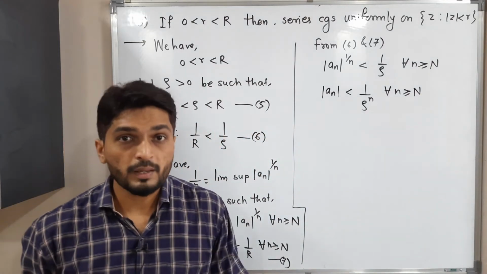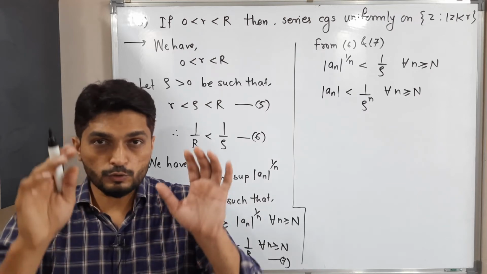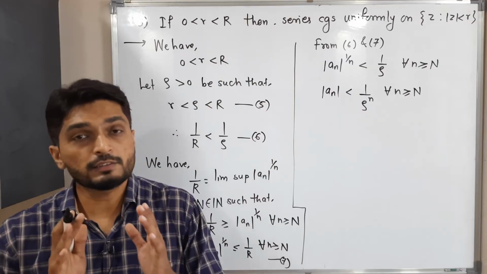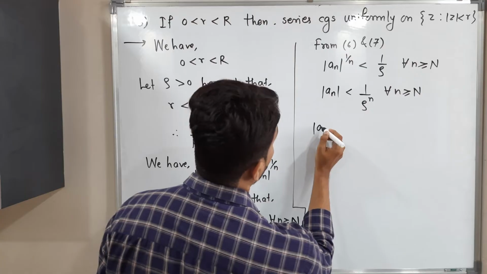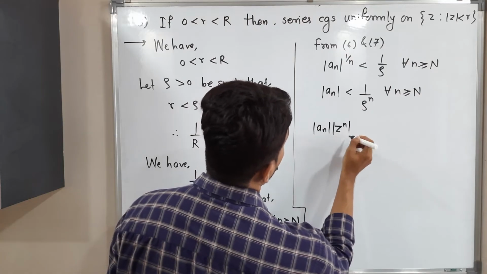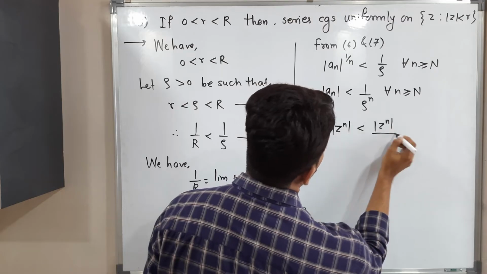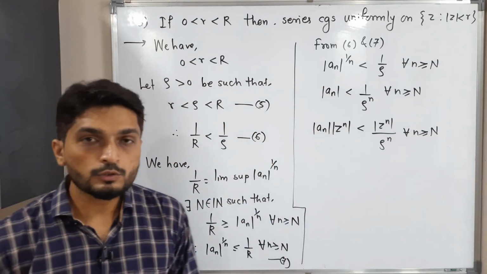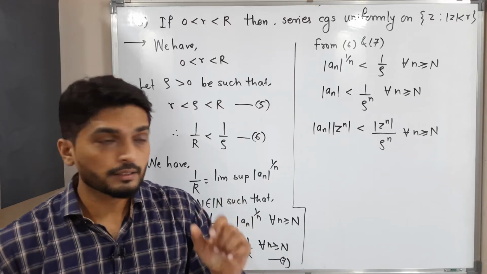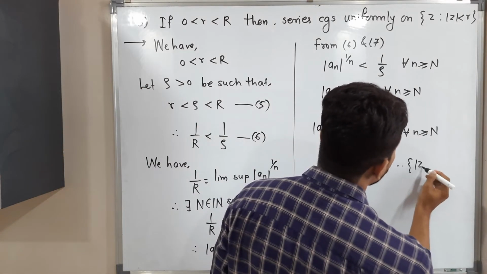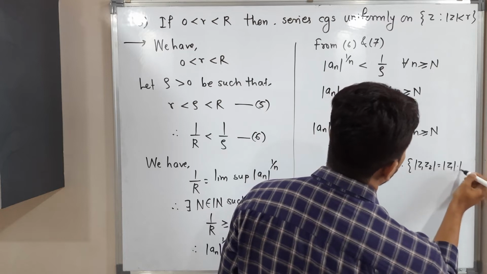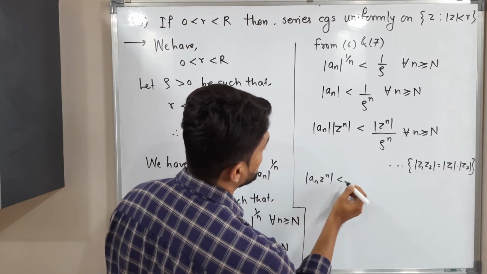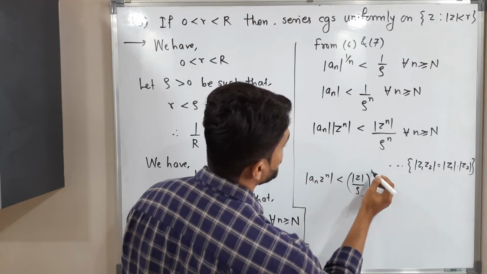Let us multiply both sides by mod z raised to n. It's a non-negative number, so if you multiply both sides, the inequality will be maintained. So mod a n mod z raised to n is less than mod z raised to n by rho raised to n for all n greater than or equal to capital N. Now you know that mod z1 into z2 is equal to mod z1 into mod z2. By using this property of mod, I can write mod a n z raised to n less than mod z by rho raised to n.